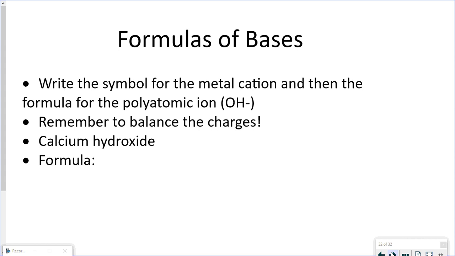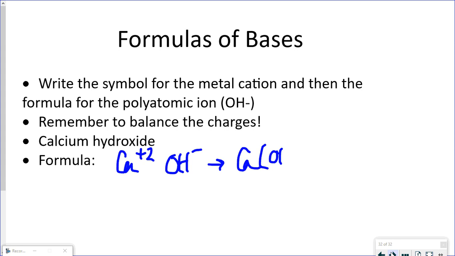So for example, we have calcium hydroxide. Calcium is Ca with a positive 2 charge. Hydroxide is OH with a negative 1 charge. So whenever we crisscross, remember whenever you add a subscript to a polyatomic, you have to put in parentheses. So we have Ca(OH)2. This is the last of nomenclature.